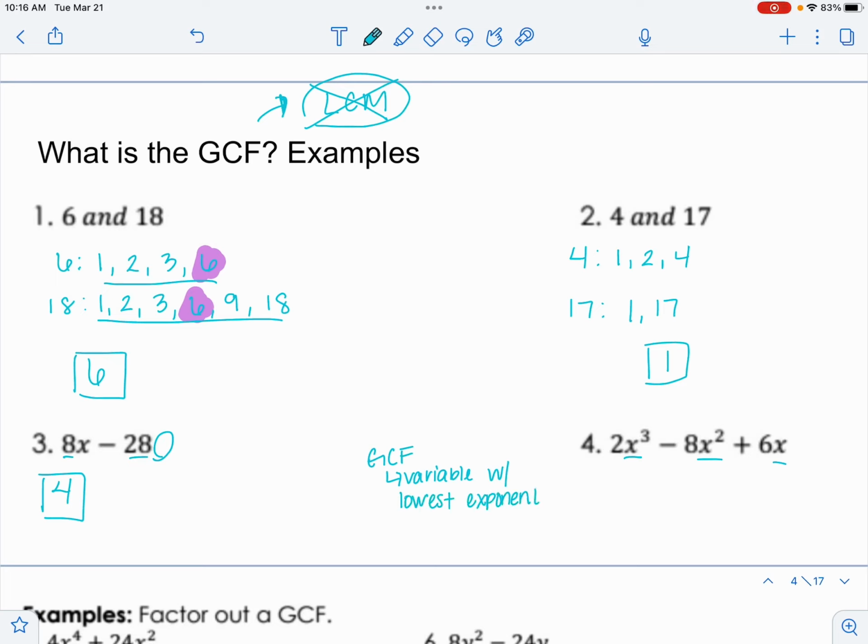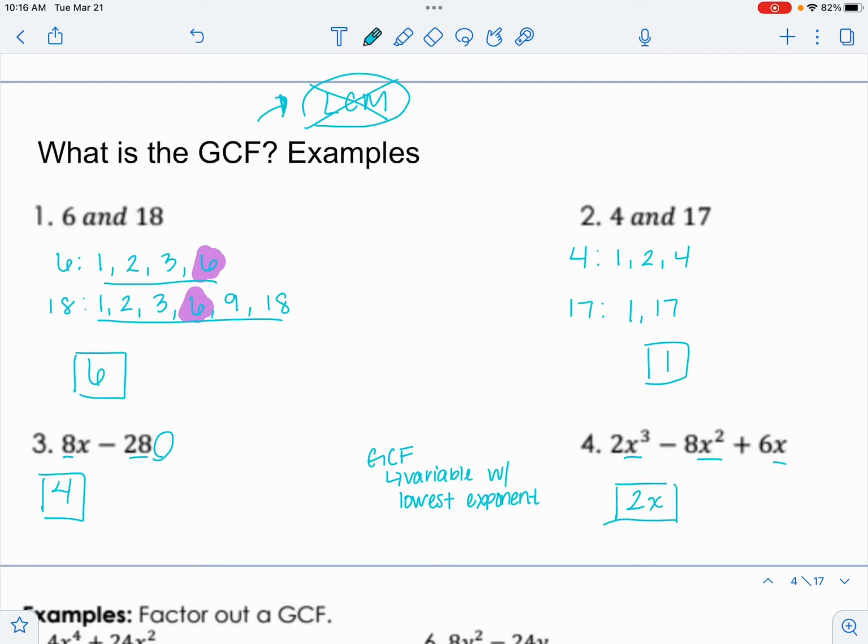Between 2, 8, and 6, just looking at the numbers, the greatest common factor is 2. Between x cubed, x squared, and x, the GCF is x. So my greatest common factor is 2x.